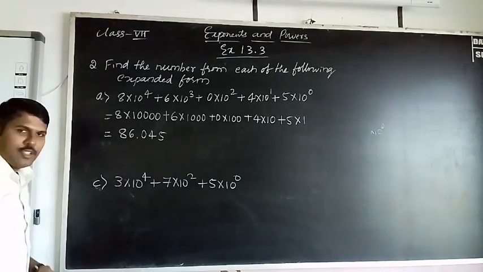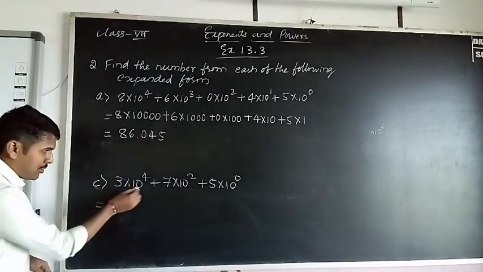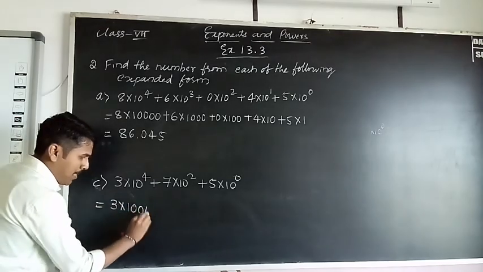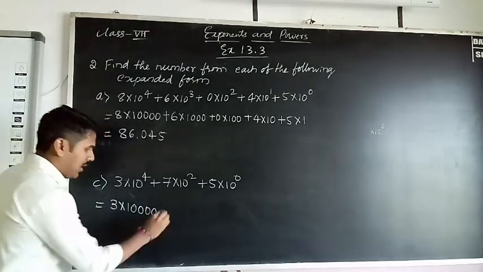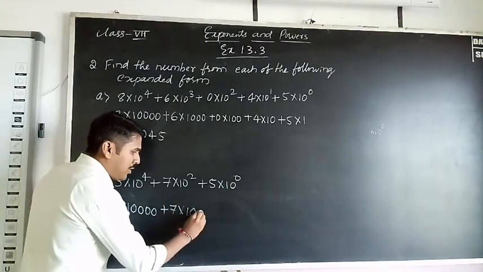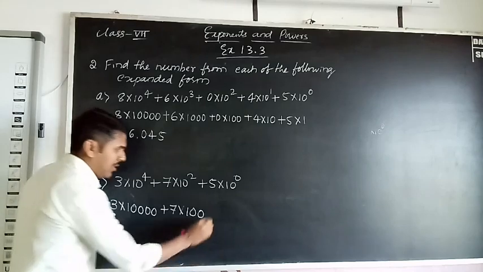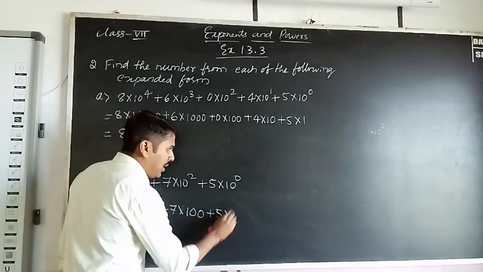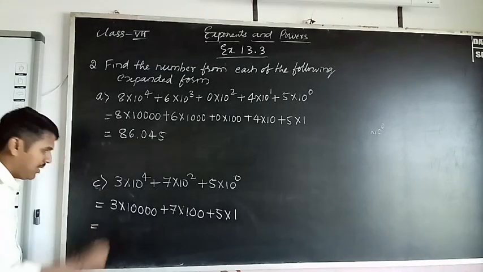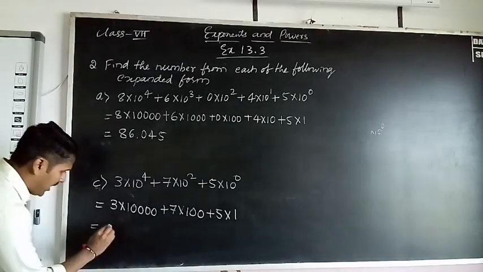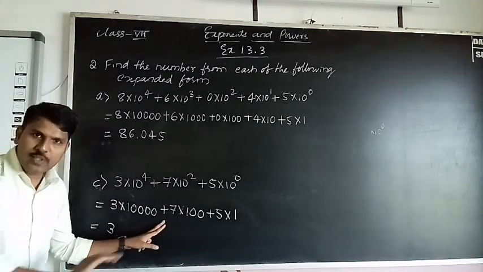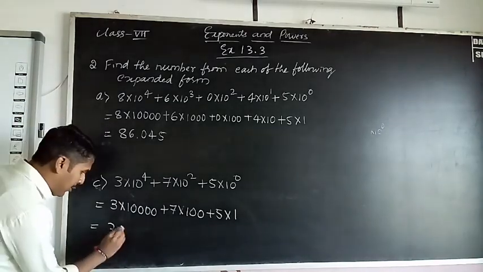So next one. Here, write down this one. So 3 into 10 raised to 4 means 10,000. Next, 7 into 10 raised to 2, take 100, plus 5 into 10 raised to 0 means 1, isn't it? So now what is this number? 3's place value is 10,000, so 30,000. But here there is no thousands place, so 0 will be available.